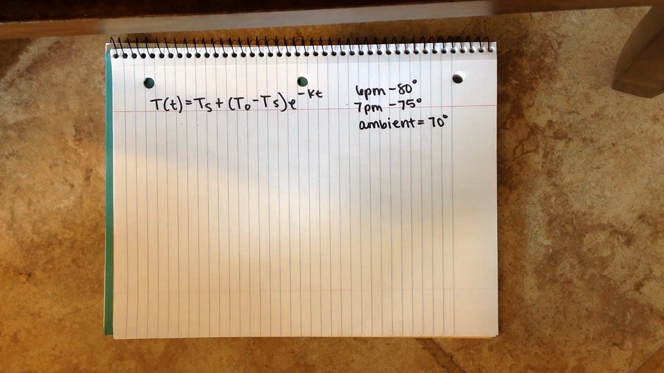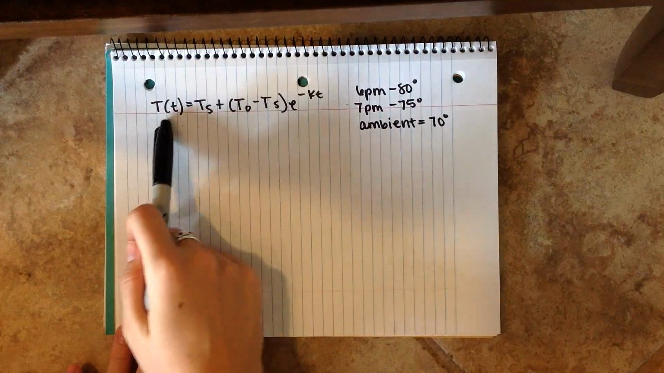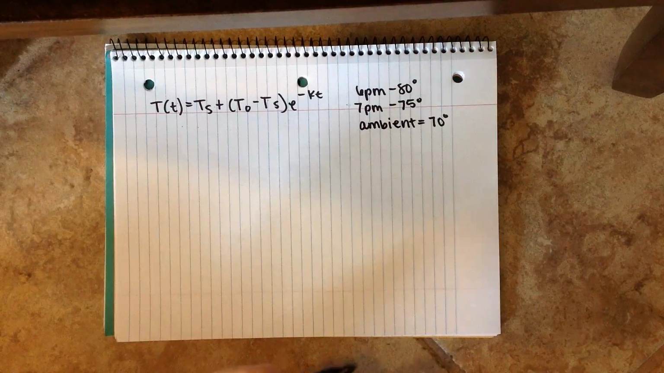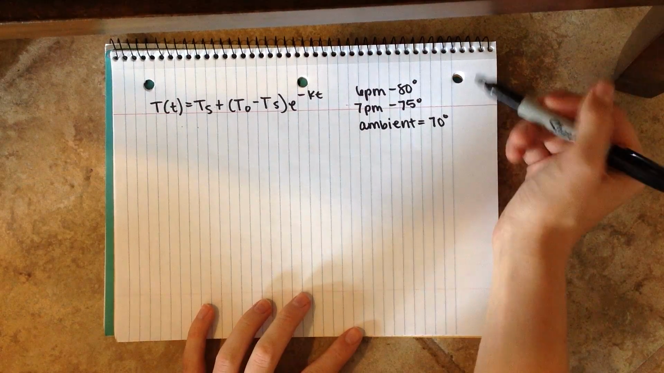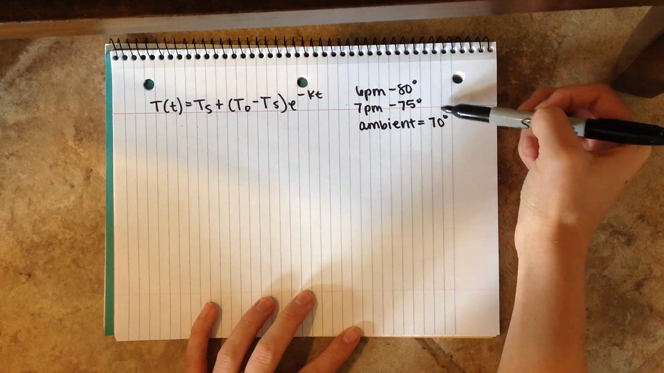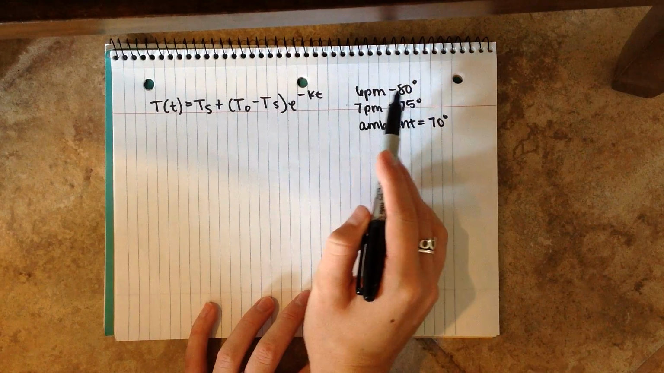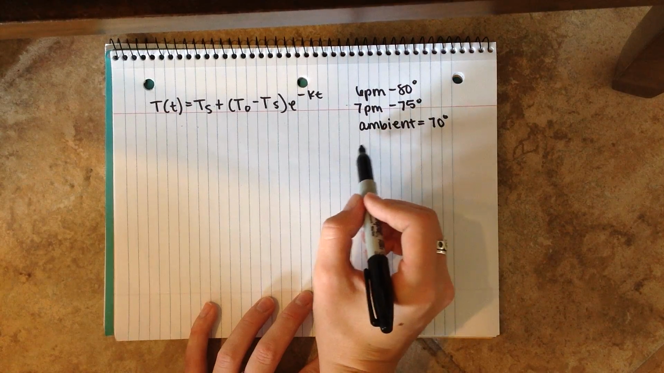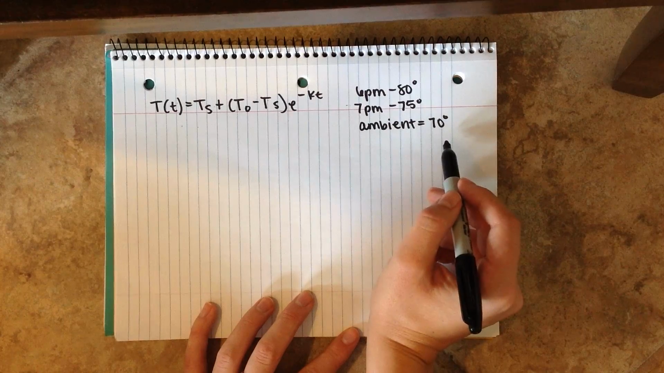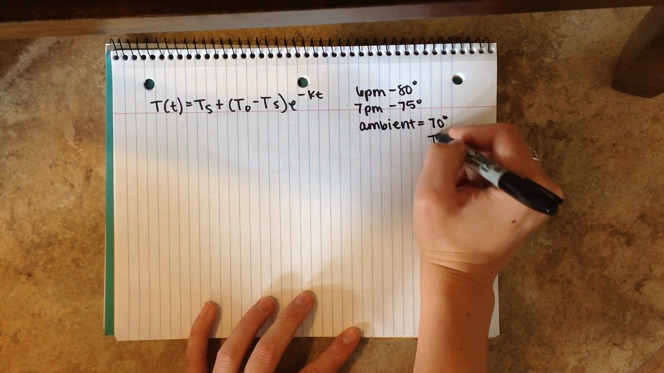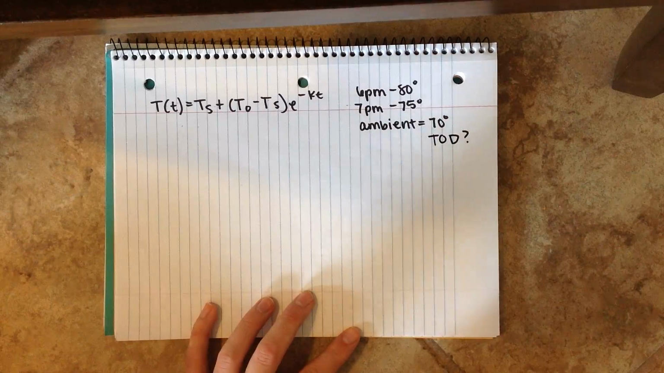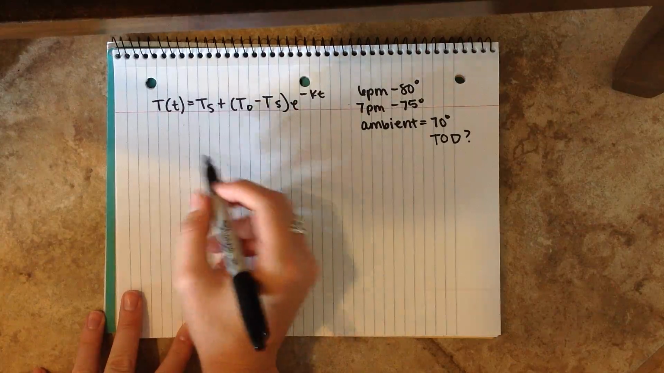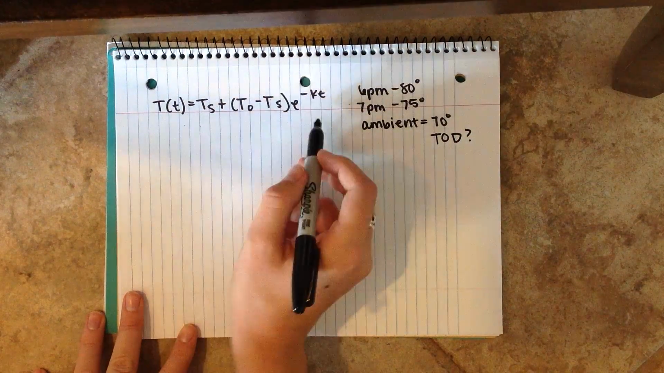Okay, so the first step to solve this problem is using Newton's law of cooling to determine the time of death of Mr. Phi. So we're given these variables: at 6 p.m. the body's at 80 degrees, at 7 p.m. it cools down to 75 degrees, and the ambient temperature of the room is 70 degrees. What is going to be the time of death for Mr. Phi at this homicide?